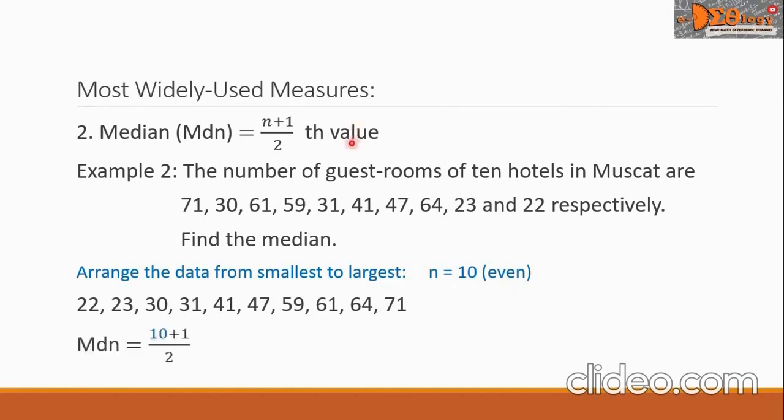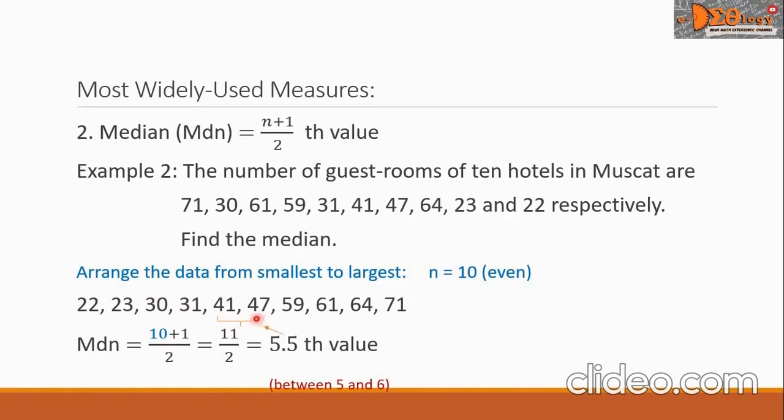Using our formula now, we will write median equals 10 plus 1 over 2. And 10 plus 1 is 11 divided by 2, and this is equal to 5.5. And this is the 5.5 value of the ordered data. Take note that this is between 5 and 6. So we identify the 5th and the 6th values respectively, 41 and 47.